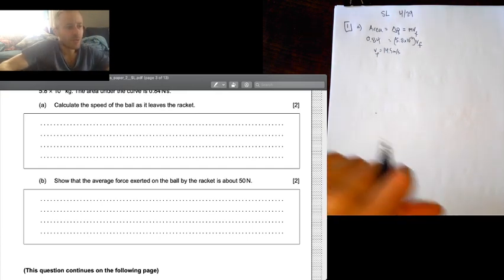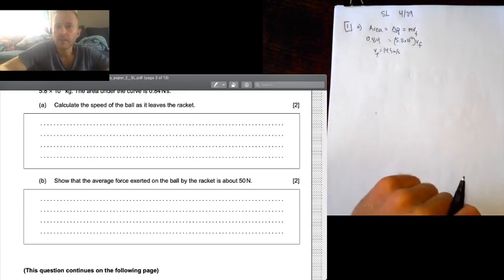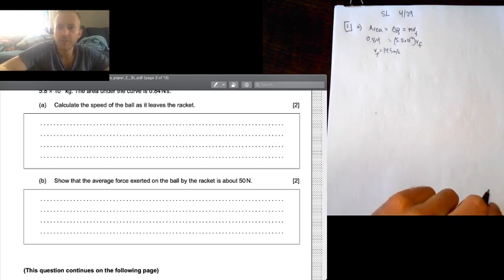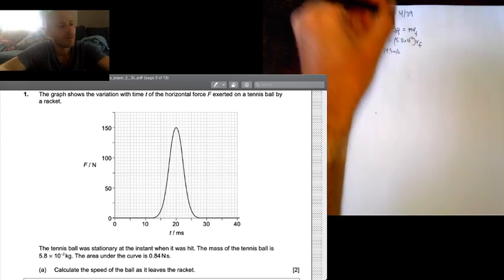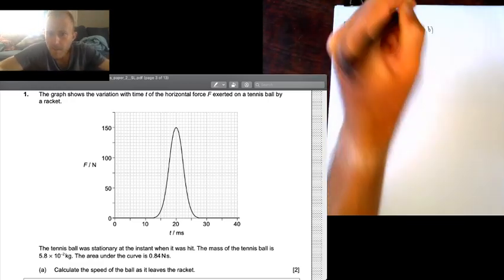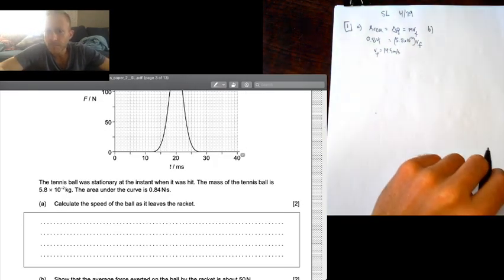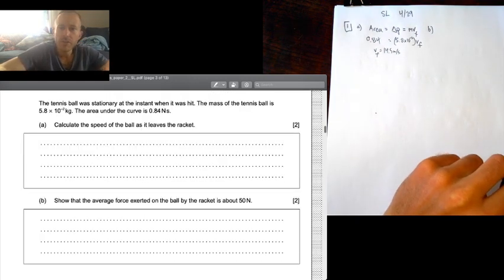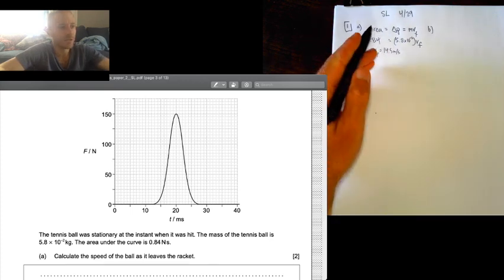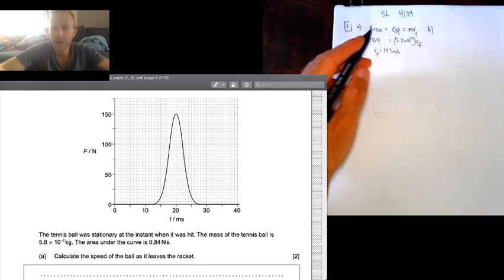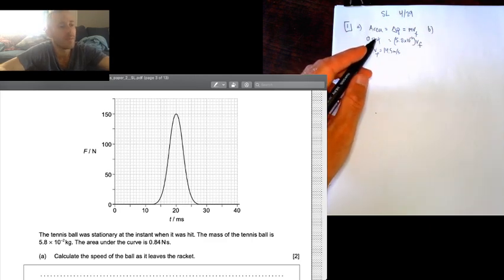Show that the average force exerted by the ball on the racket is about 50 newtons. Notice how the peak force that the racket exerts on the ball is 150 newtons, but the average is less than that. So basically we want to think about this graph as if it were a rectangle with the same area.